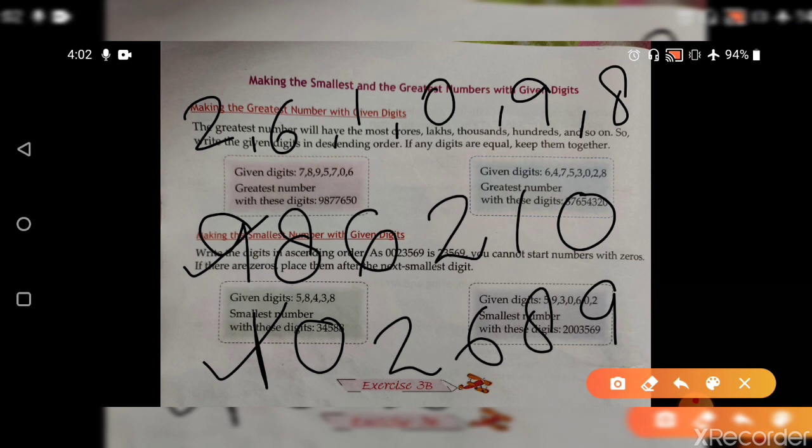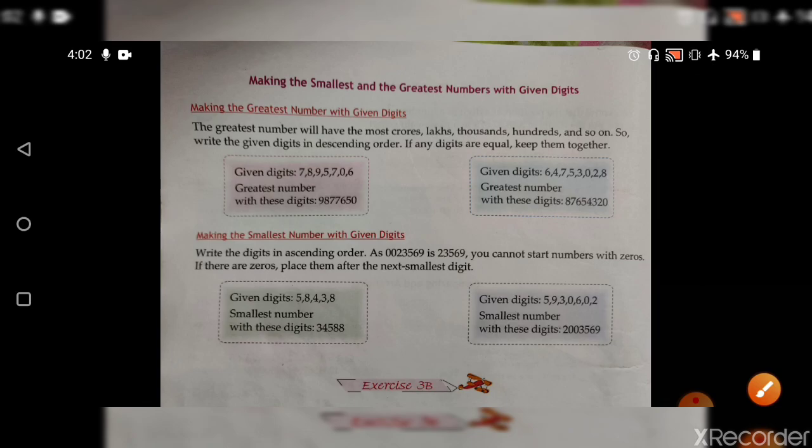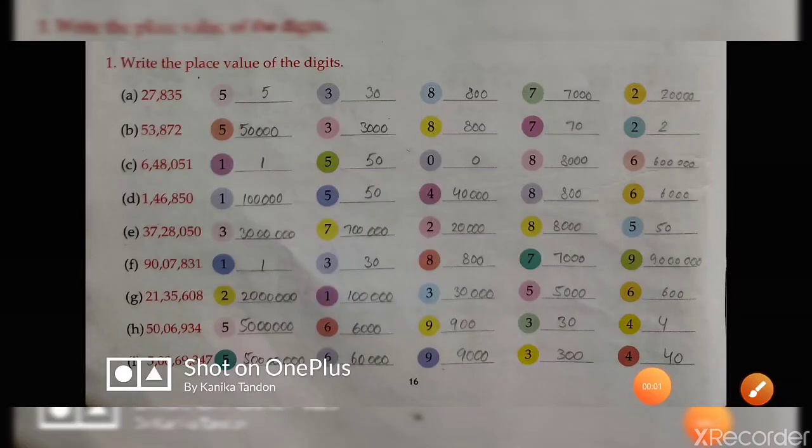Now let's start with the exercise part. Starting with the exercise, question number 1 is to write the place value of the digits. So they have given us a number and they have asked the place value of its digits. How are we going to do it? 27,835. What is the place value of 5 here? It is on ones place, so we'll write 5 only, because whenever a digit is placed at ones place, it does not have any 0 to put.